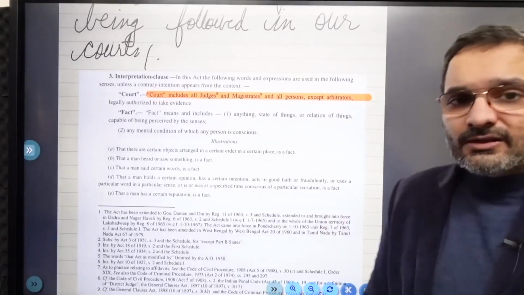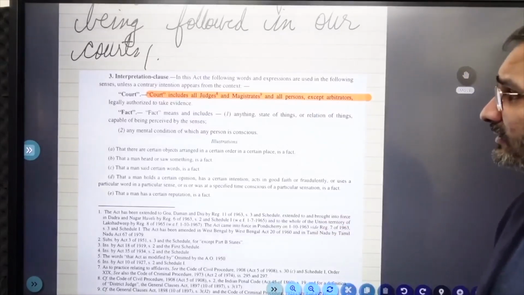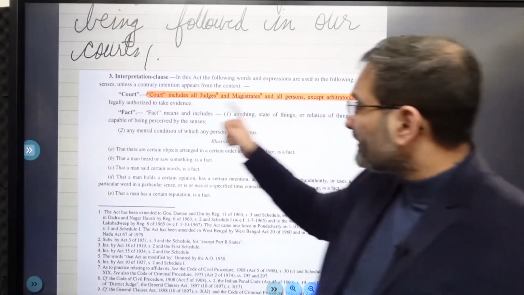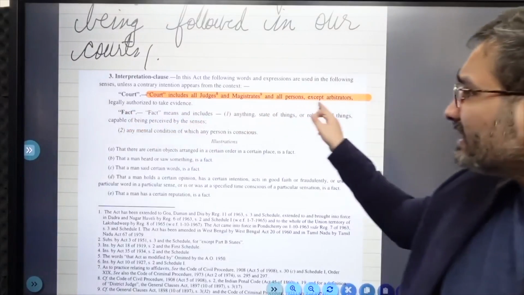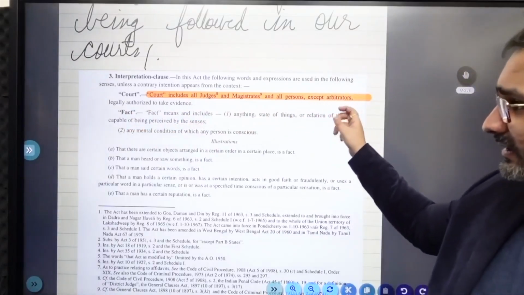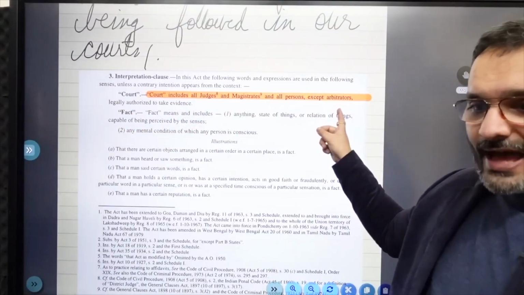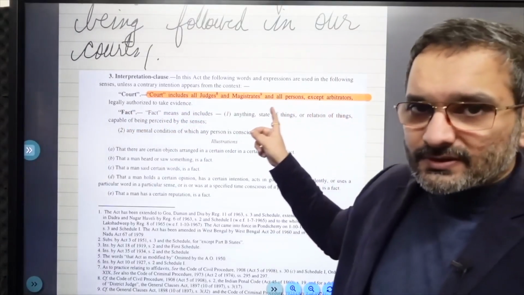So section 3 खोल लीजिए जरा बैराक में. Come to interpretation clause and court. Court includes all judges and magistrates and all persons except arbitrators legally authorized to take evidence, except arbitrators. All right. So once you open section 1, you will see that the act does not apply to arbitration proceedings.